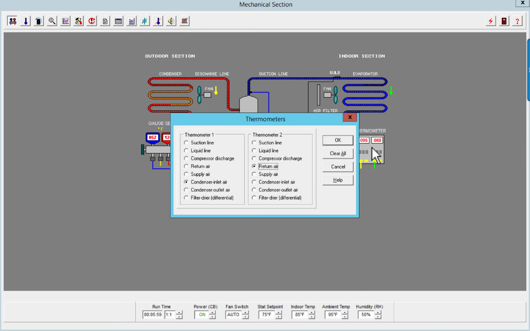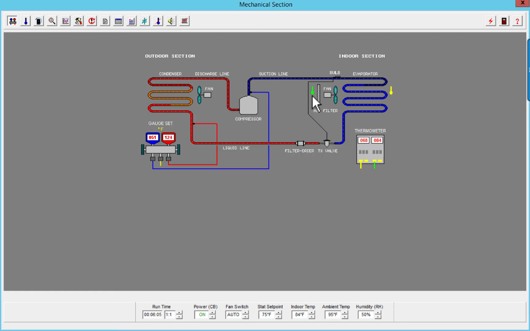Let's check my temperature split. So let's do a return and supply. My temperature split across the coil with airflow. Okay, return is 84, supply is 67. Okay, it's about a 17 degree split. I'm perfectly fine with that.